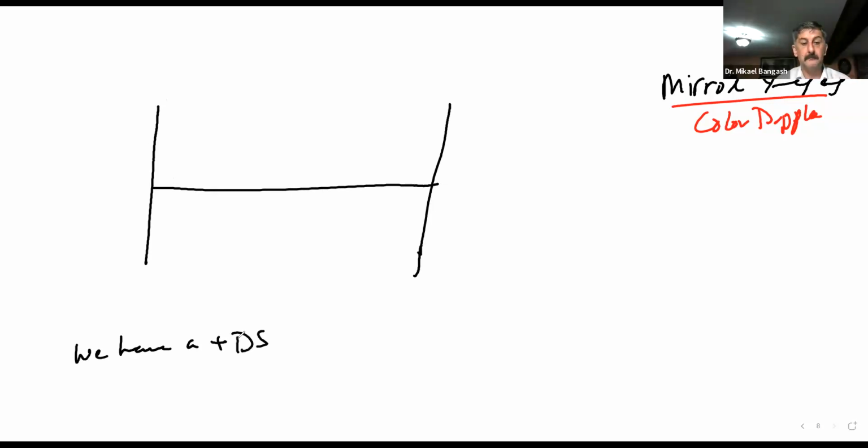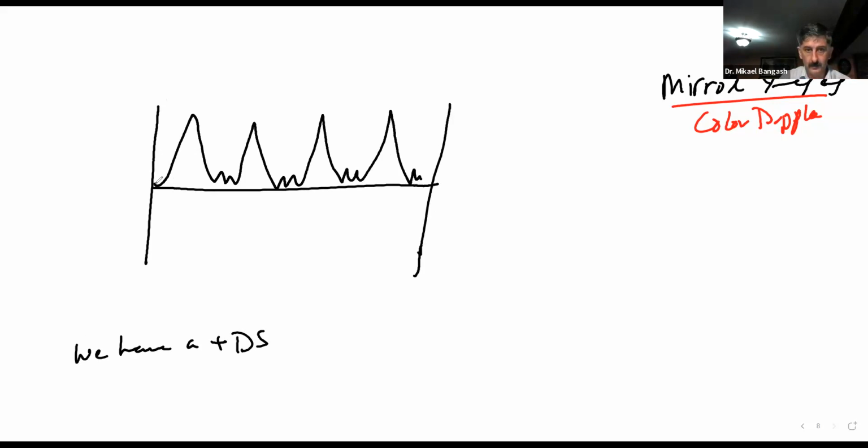positive Doppler shift. So that's going to be the actual Doppler shift that we may be measuring. We may say that this positive Doppler shift is the actual Doppler shift that we measure. Did that make sense? So in this case, it will be the real Doppler shift.